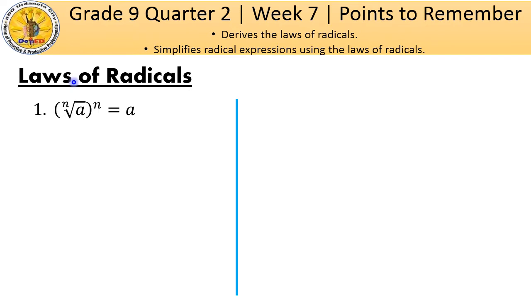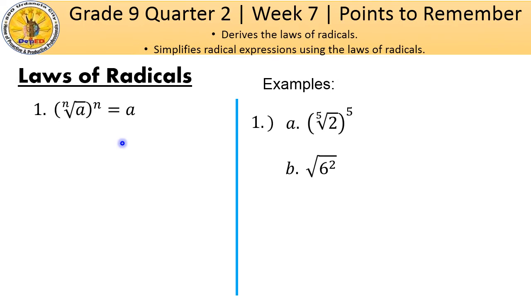In law number 1, the quantity of the nth root of a raised to n is equal to a. That means if the n's here are the same numbers, then the answer is the base a. For example, the quantity of the fifth root of 2 raised to 5. Then the answer is the base a, which is 2. Why? Because our index and exponent are the same numbers. That's why we cancel both.